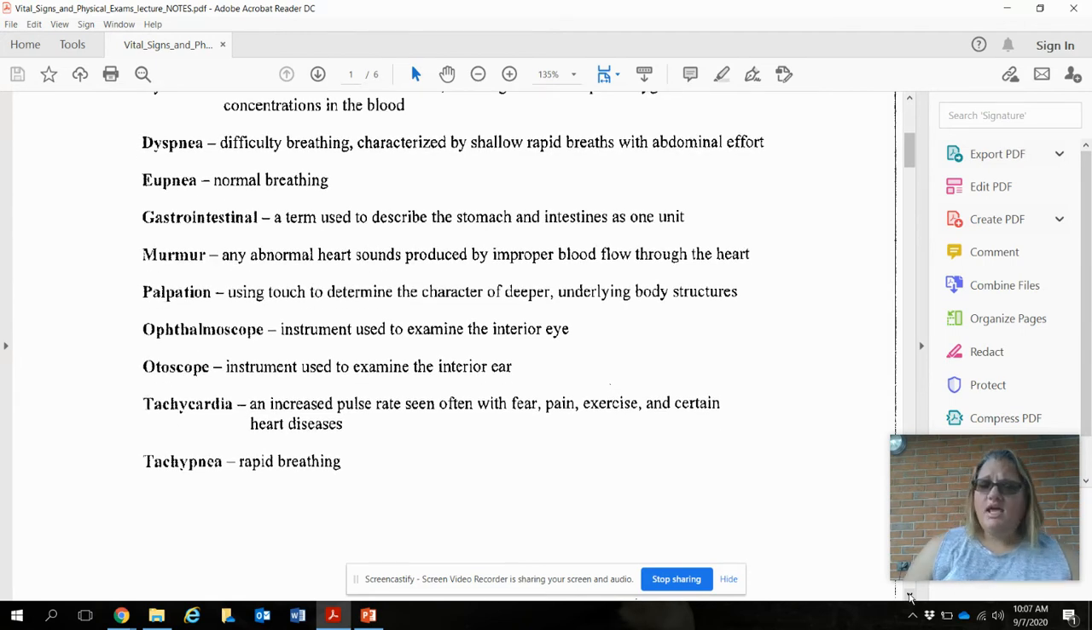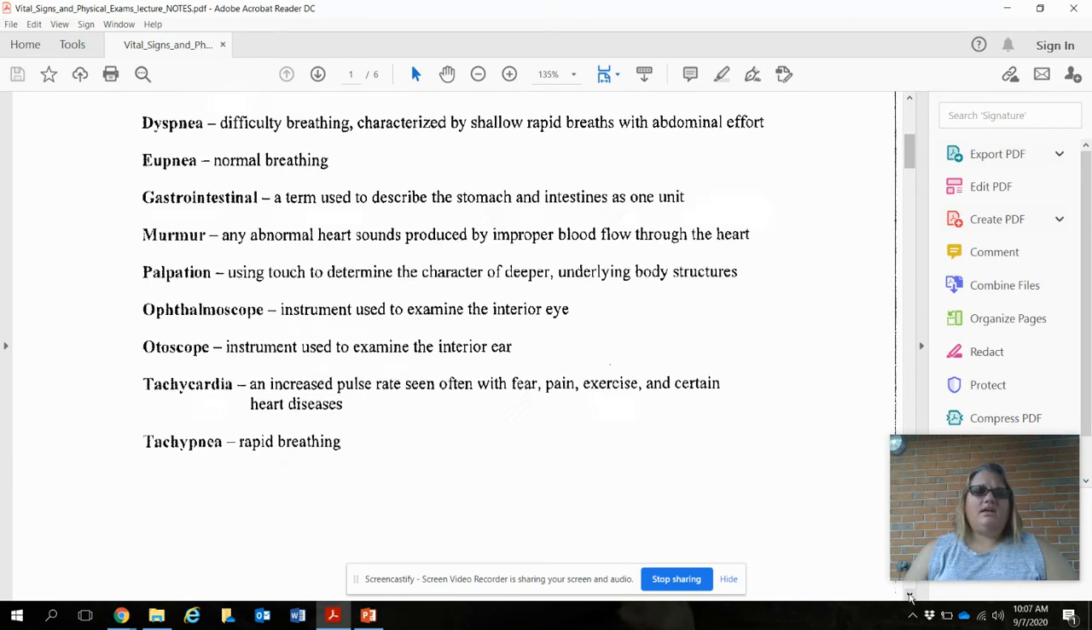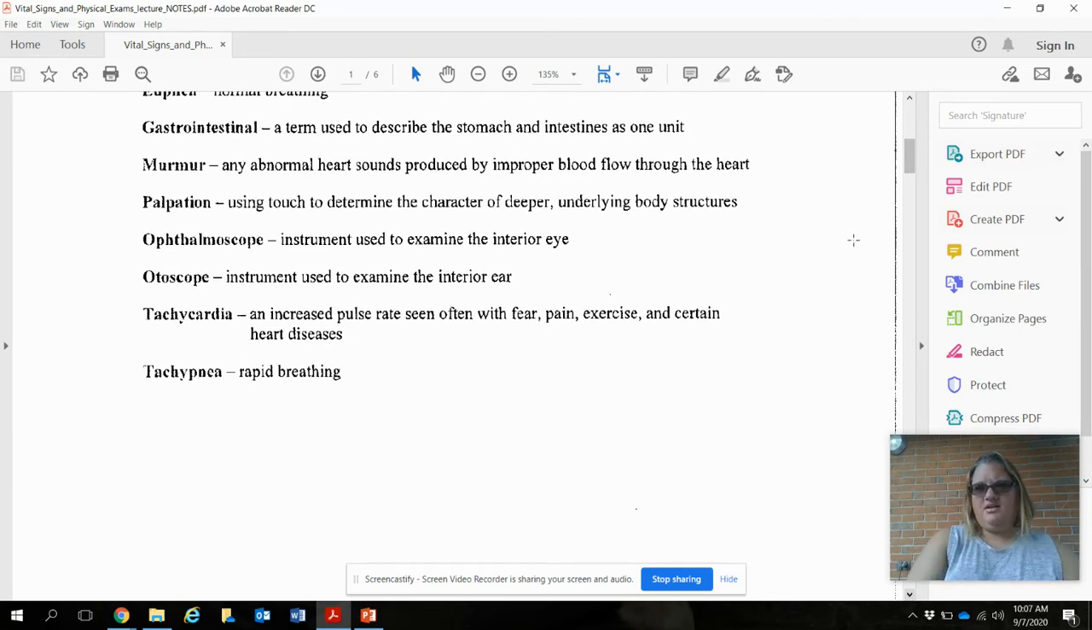I'm sure you guys have seen those or had those used on you at the eye doctor or the doctor. Tachycardia is an increase in the heart rate. Sometimes this is due to fear, pain, exercise, certain heart diseases or conditions. And then tachypnea is rapid breathing, kind of like something panting would be tachypnea.